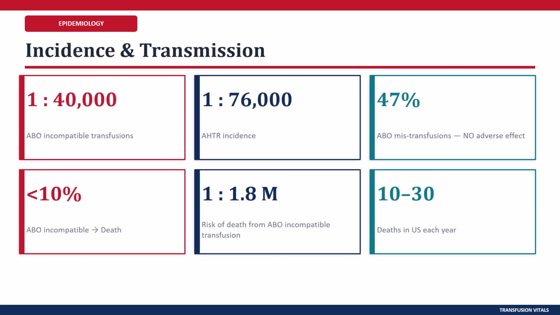Now let's put this in perspective. How common are these reactions? ABO incompatible transfusions occur in about 1 in 40,000 transfusions, mostly due to human errors, not lab mistakes. Acute hemolytic reactions, the most severe, occur in 1 in 76,000. Interestingly, 47% of ABO mistransfusions cause no adverse effect, probably because very small volumes were given. But we should never count on that. The risk of death from ABO incompatibility is estimated at 1 in 1.8 million transfusions, and in the US it causes about 10 to 30 deaths per year. These numbers remind us that every bedside check matters.